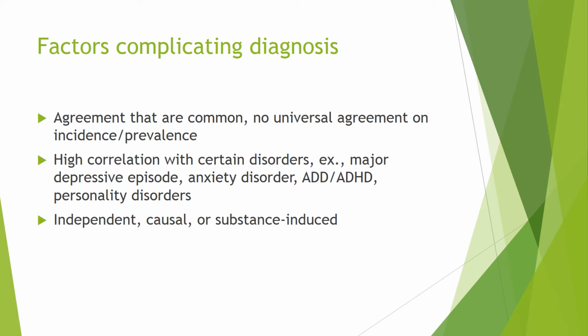The authors also talk about some of the challenges, some of the things that complicate our attempts to accurately diagnose a client. One of them is that there's fair agreement that co-occurring disorders occur on a very regular basis; it's a very common condition. The challenge is that even among various studies, there isn't universal agreement on how often it does occur, no universal agreement on incidence and prevalence of such disorders.